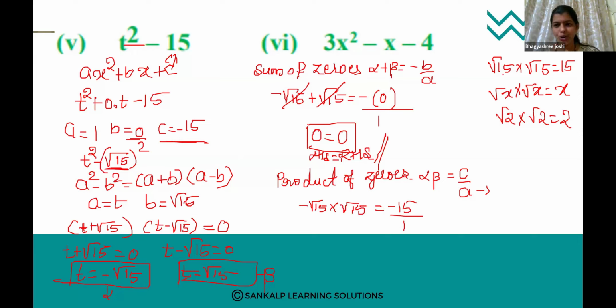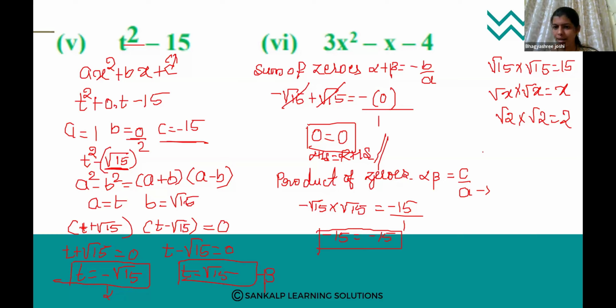So already I have told you root 15 into root 15 is equal to 15. Root x into root x is equal to x. In the same way, root 15 into root 15 is equal to 15. So this is minus 15. Minus 15 divided by 1 equal to minus 15. So LHS part is equal to RHS part.